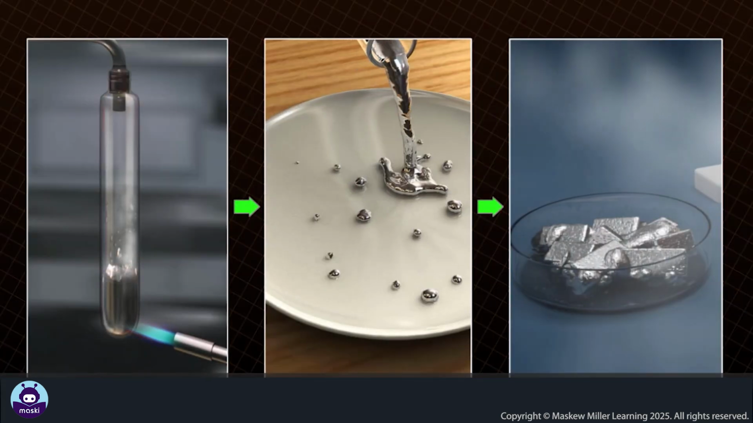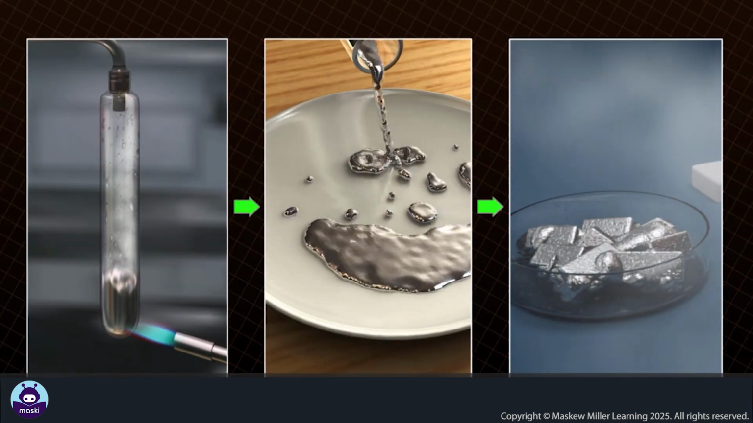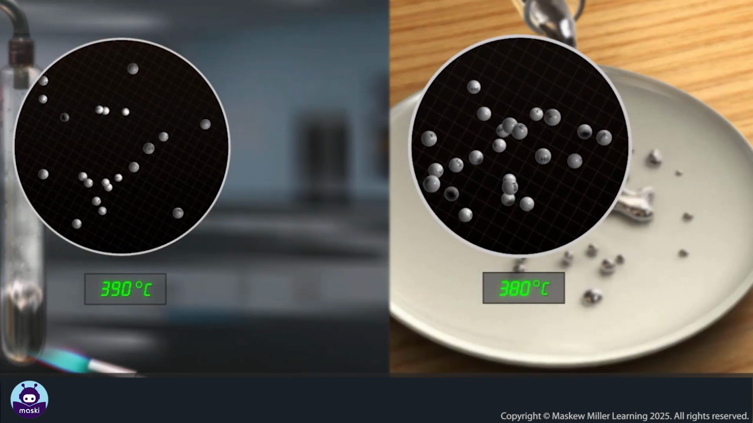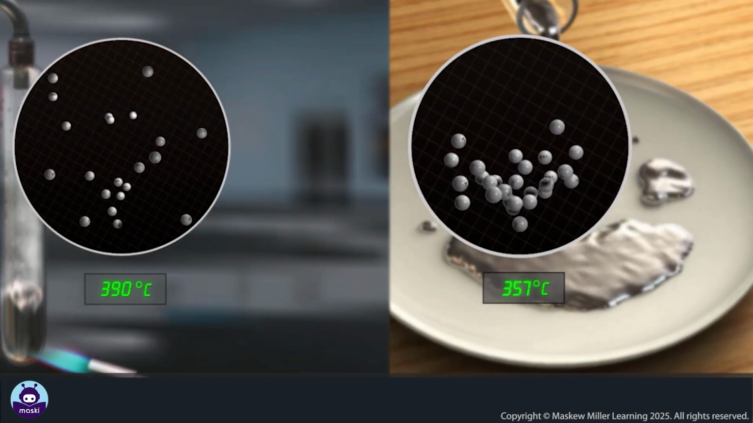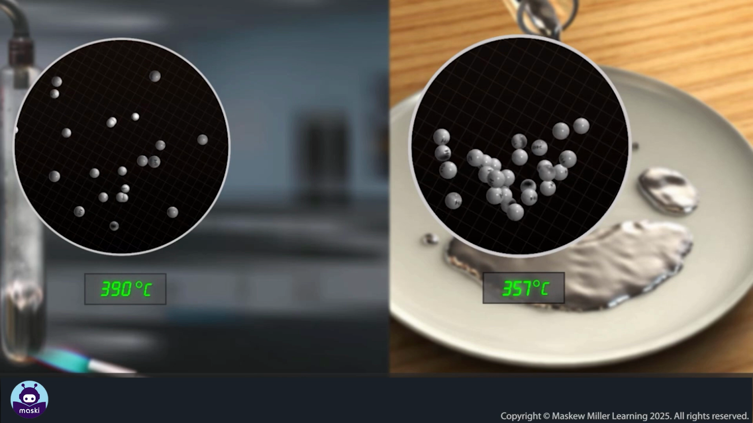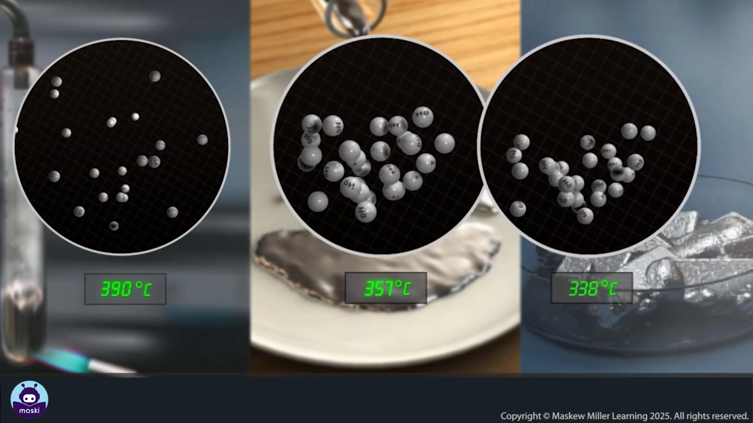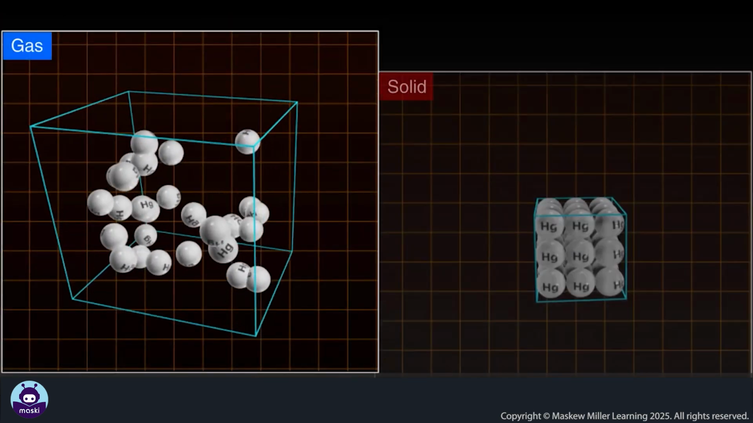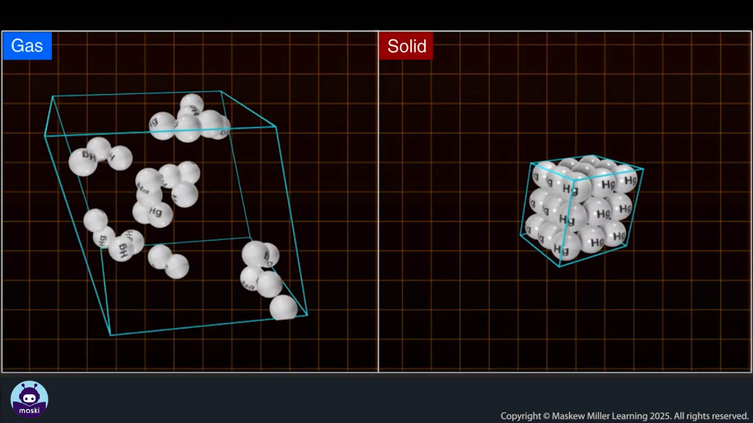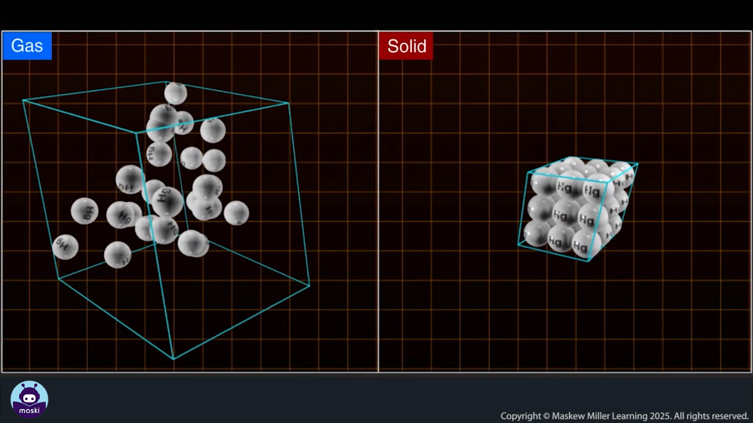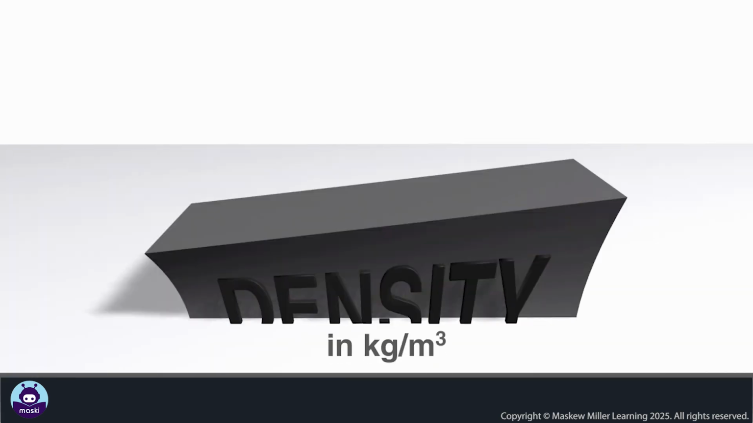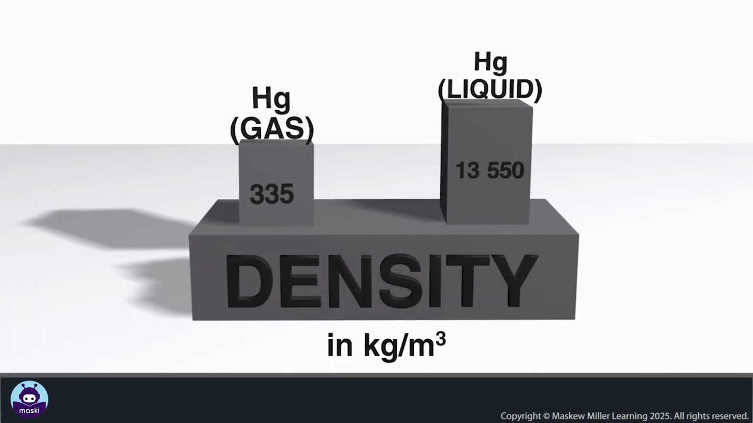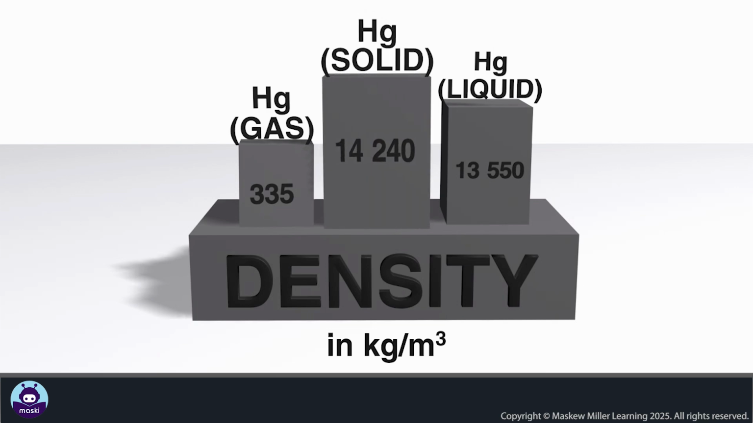Let's understand what happens when mercury undergoes a state change. When gaseous mercury cools to form a liquid, the same particles move closer together into a smaller volume to become a liquid. When liquid mercury is further cooled to form a solid, the particles move even closer together. The same number of particles of mercury occupy a larger volume when in the gaseous state and a smaller volume when in the solid state. Therefore, gaseous mercury has the lowest density, liquid mercury has a higher density, and solid mercury has the highest density.